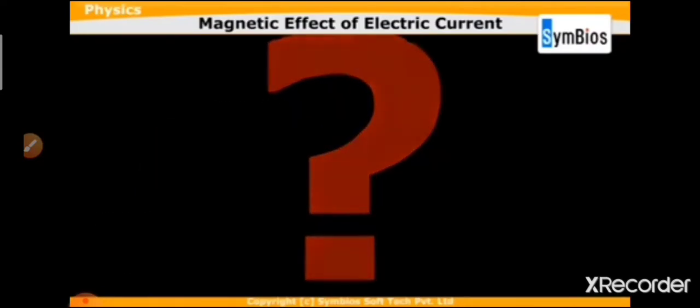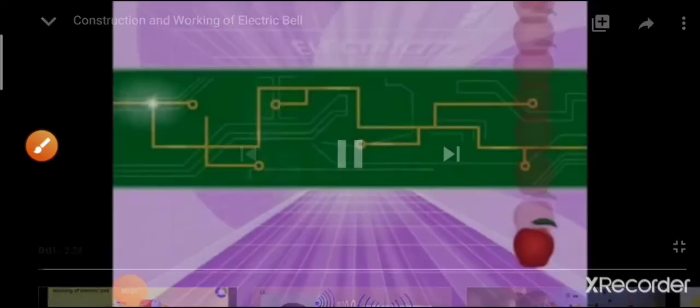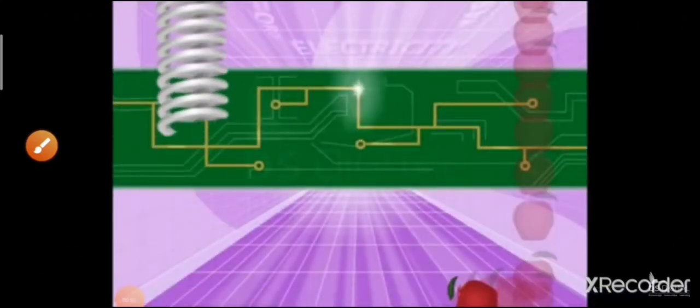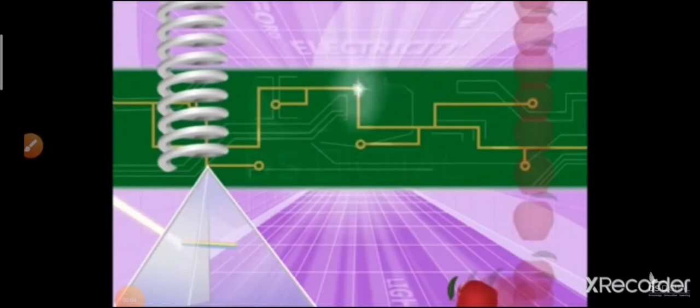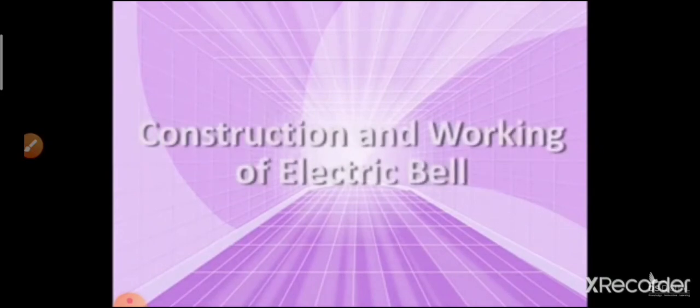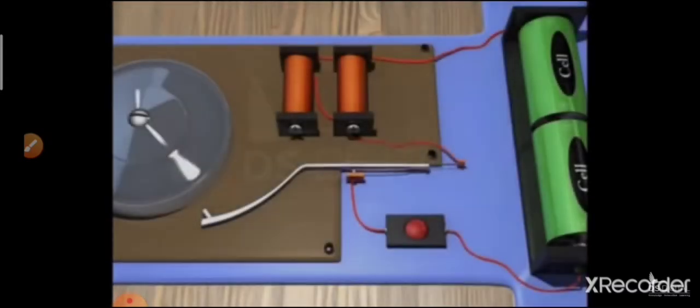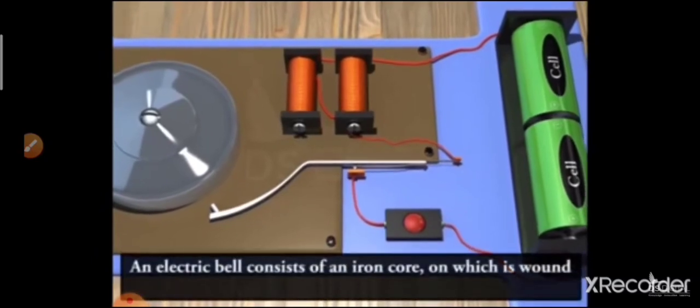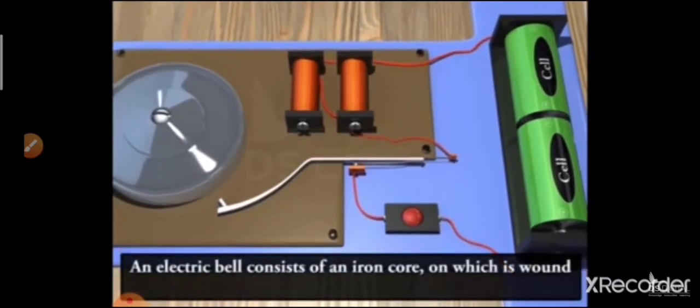Now students, we are going to understand the construction and working of an electric bell. So let us see this video. An electric bell consists of an iron core on which is wound a wire as a coil. It means there is an iron core and a piece of coil is wound.